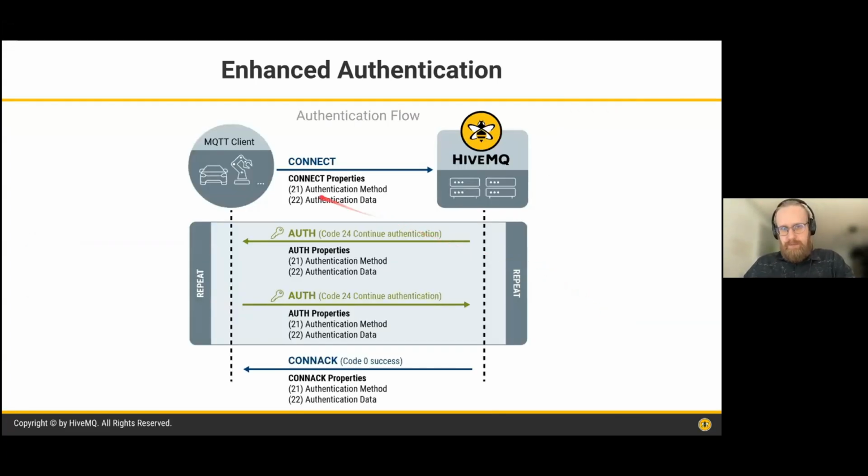So after the connect, within the connect packet, the client can basically set which authentication method it wants to use, and then send a set of authentication data. And now the broker sends a challenge, so to speak, for this authentication message, for example, to the client, and then it can answer in a response.